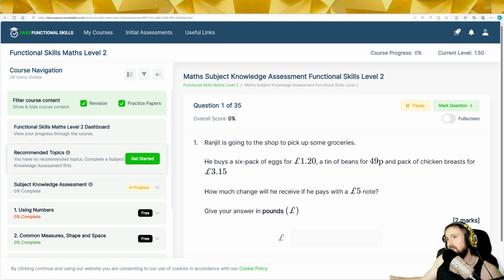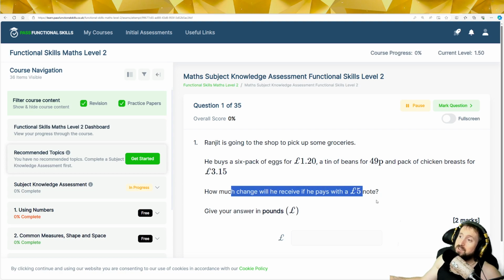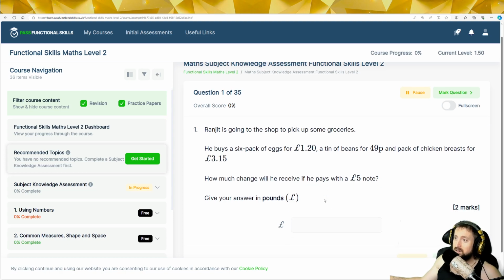Ranjit is going to the shop to pick up some groceries. He buys a 6-pack of eggs for £1.20, a tin of beans for 49 pence, and a pack of chicken breasts for £3.15. How much change will he receive if he pays with a £5 note?